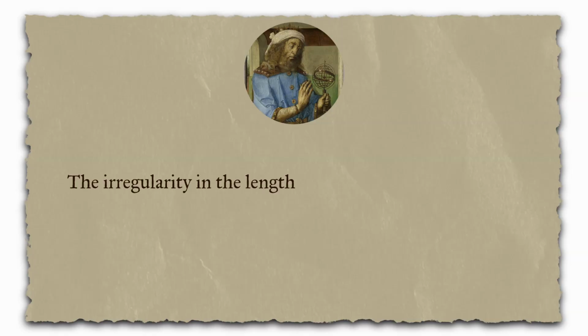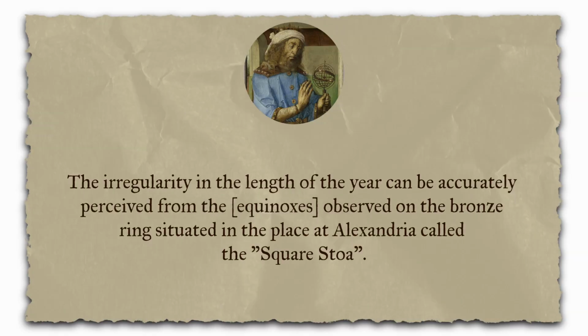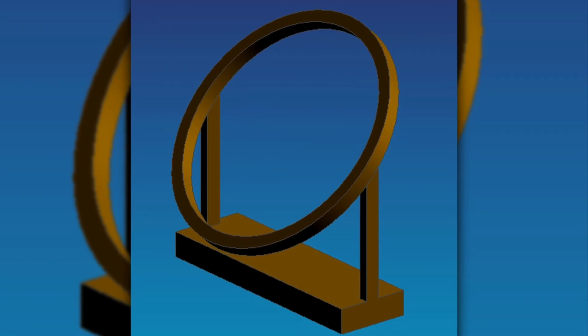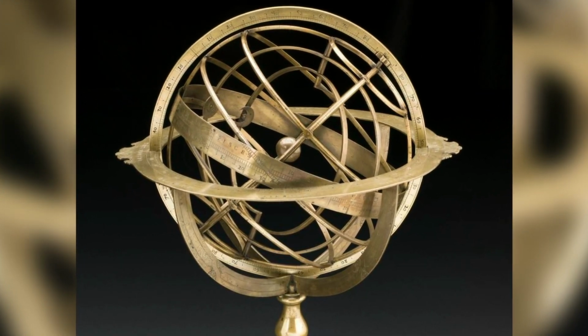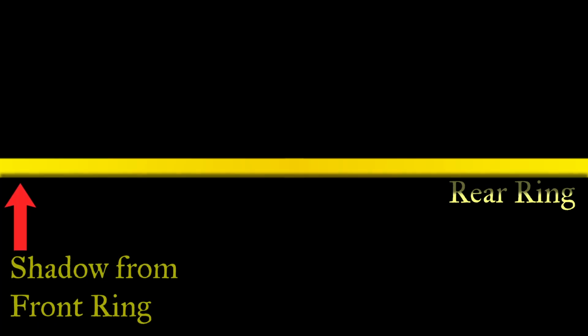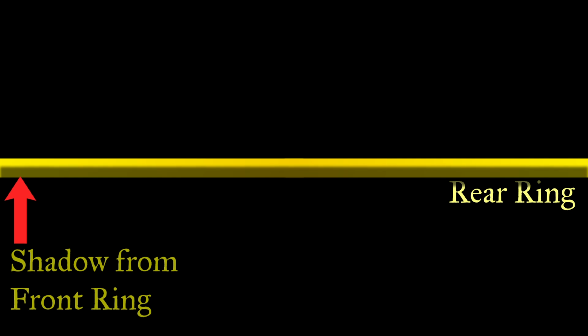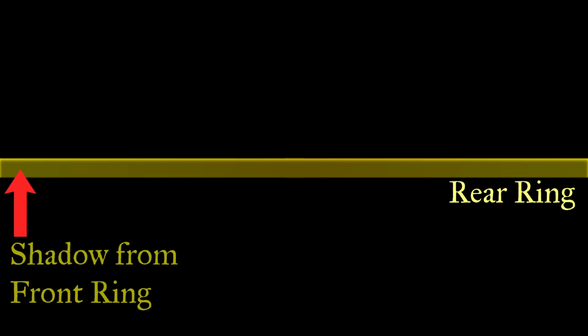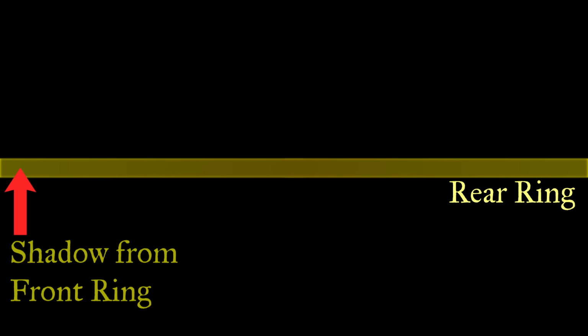I skipped it previously, but back in Chapter 1, when discussing determining the length of the year, Ptolemy mentions a bronze ring situated in the square Stoa in Alexandria. This is likely a reference to an equatorial ring or an armillary sphere. At their most simple, this is simply a ring placed such that it is aligned with the celestial equator. At the moment of the equinox, the shadow from the ring towards the sun will be cast directly on the ring on the back, with no light being visible at the top or bottom of the rearwards ring.